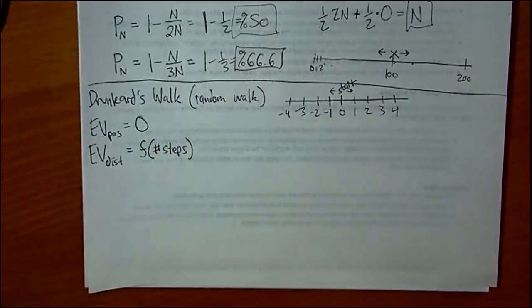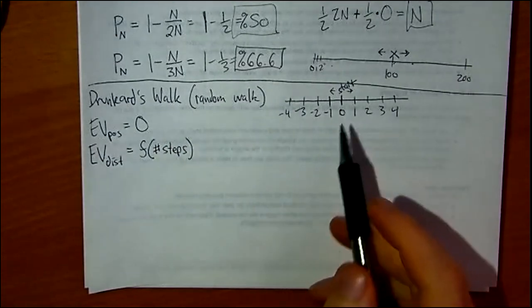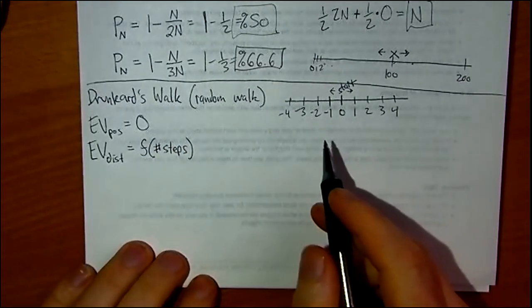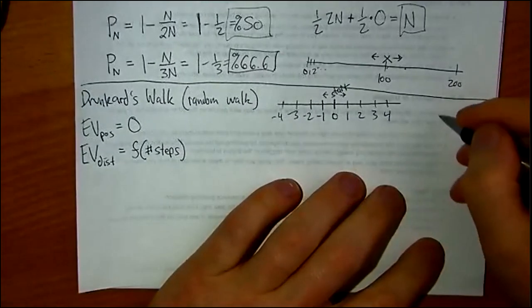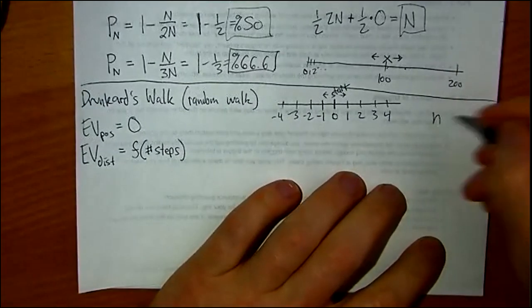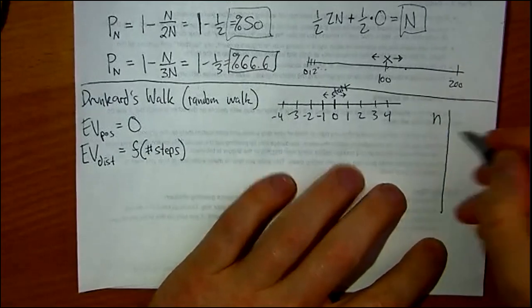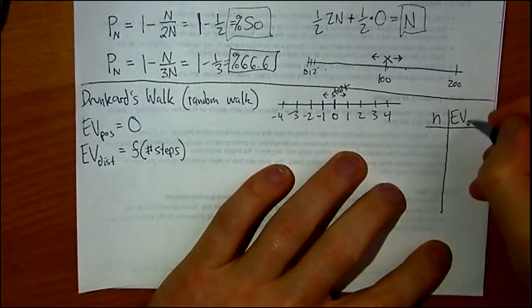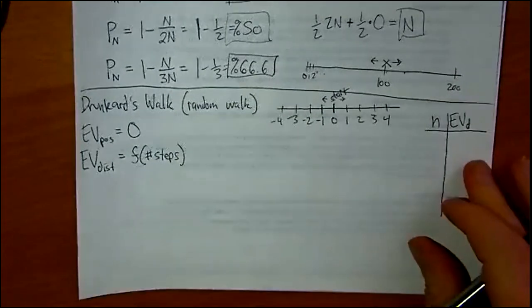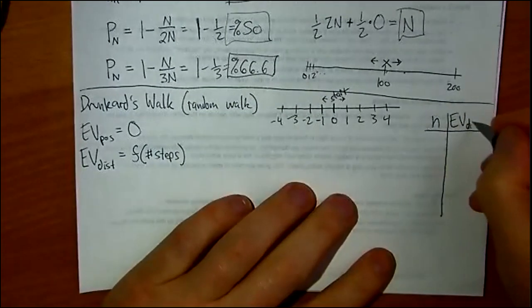It is going to be another Pascal's triangle thing. That's exactly right, Lucas. So let's do some examples. Let's make a little table. Over here, I'll have my number of steps be n, and then my EV of my distance over here.